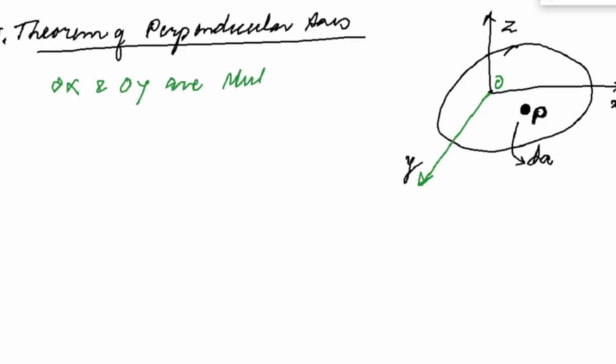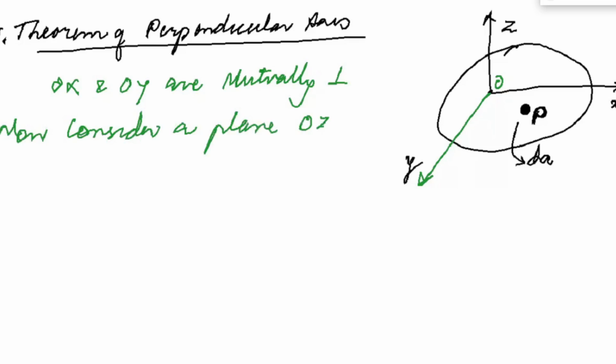OX and OY are mutually perpendicular to each other. Okay. Now what do we do? Now we consider again a plane, OZ, which is perpendicular, again perpendicular to OX and OY. This is one more plane, OZ, which is again perpendicular to OX and OY. That means all the three axes are mutually perpendicular to each other.